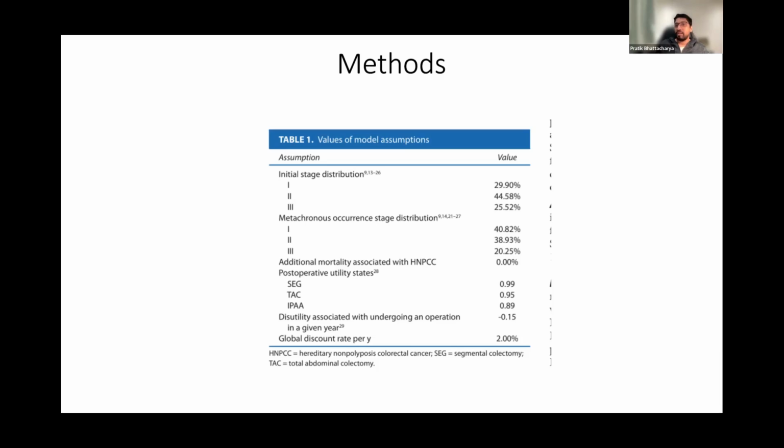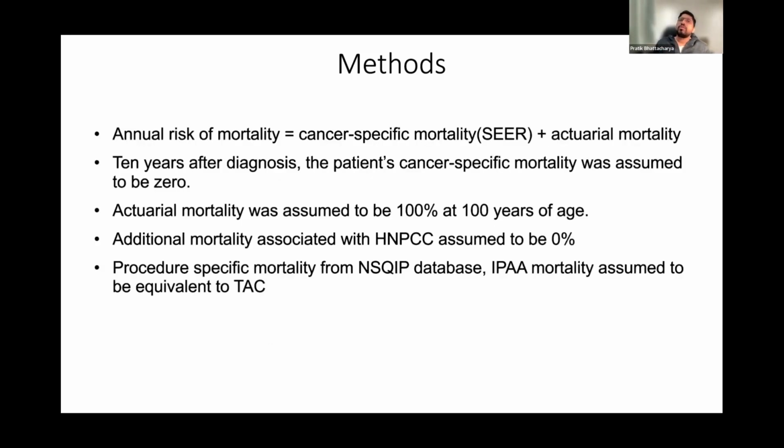They also assumed additional mortality associated with HNPCC as 0% in this study. And there is also mentioned in this table the postoperative utility rates, which we'll get into in one of the next slides, and the utility and global discount rate, which we'll talk about in the next slide. Next slide, please. Okay, so talking about mortality, how did they calculate that?